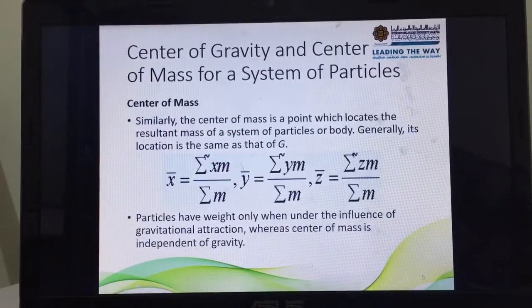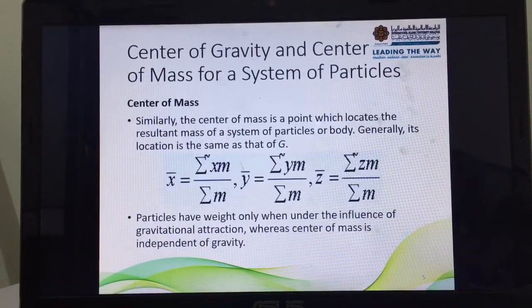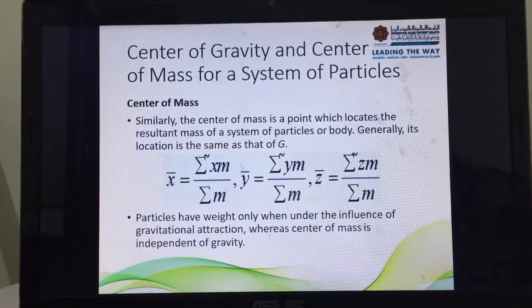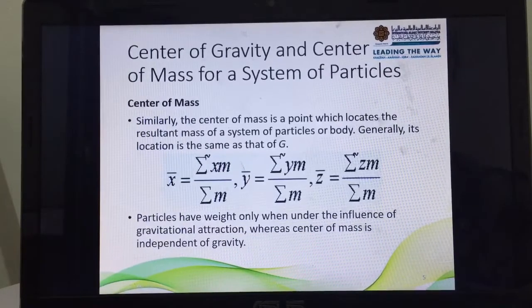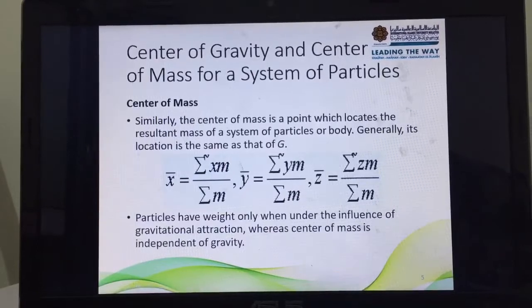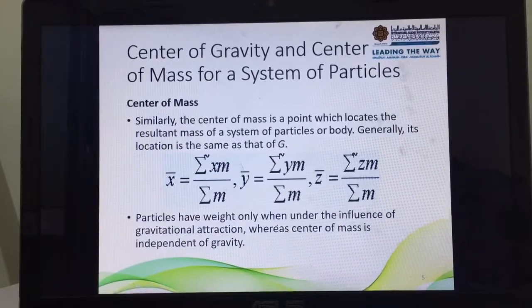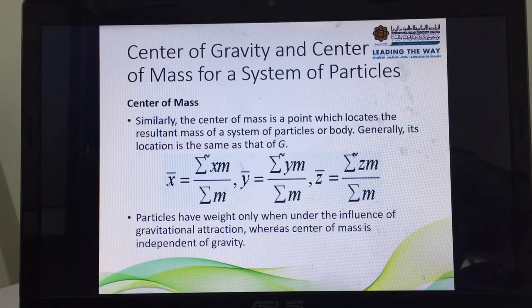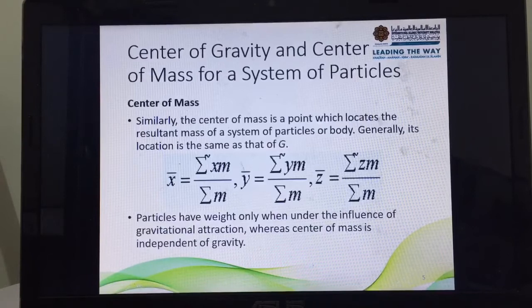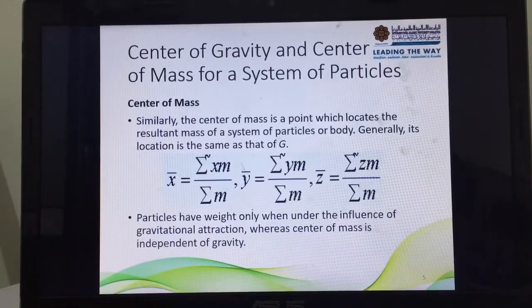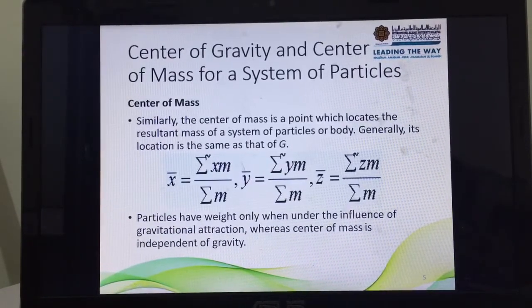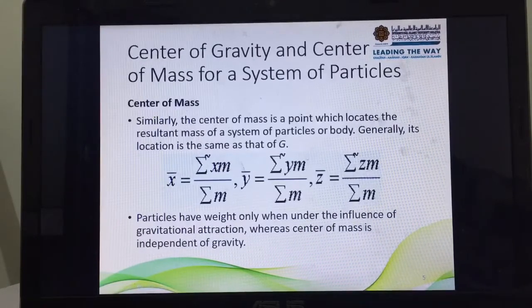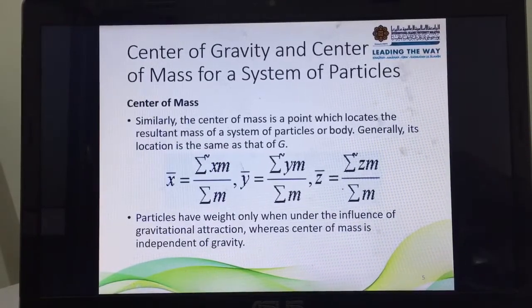And center of mass, we will locate the resultant mass. So you have to understand the weight. Why do we have weight? Because we are on the earth. If you go to space, there is no weight because there is no gravitational effect. But center of mass is the property of the mass of the body itself, and it won't change. As long as the body doesn't change, the center of mass won't change, but center of gravity can be changed.